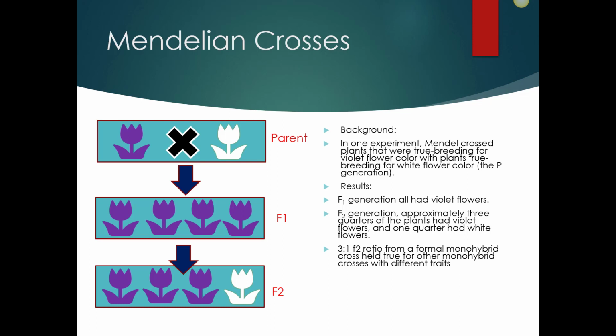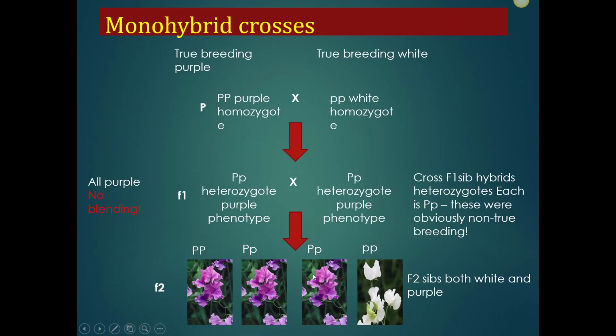So why did recessive genes not express themselves in the F1 generation? Well, let's consider the fact that all these purple flowers had the big P, or purple, dominating over the white. And it was only when you crossed a little p with a little p that you got the true white flower. So let's take a closer look.